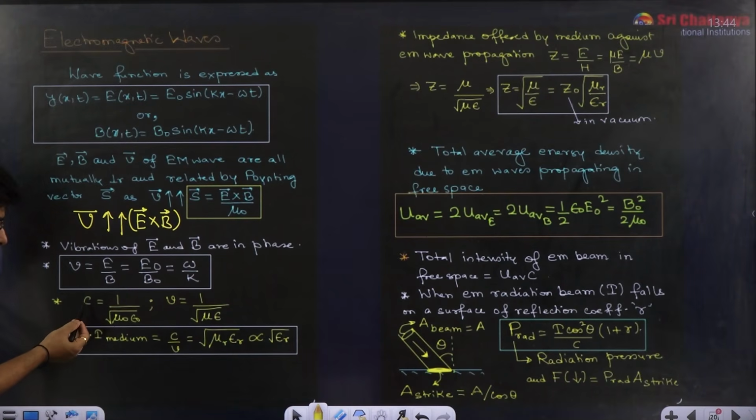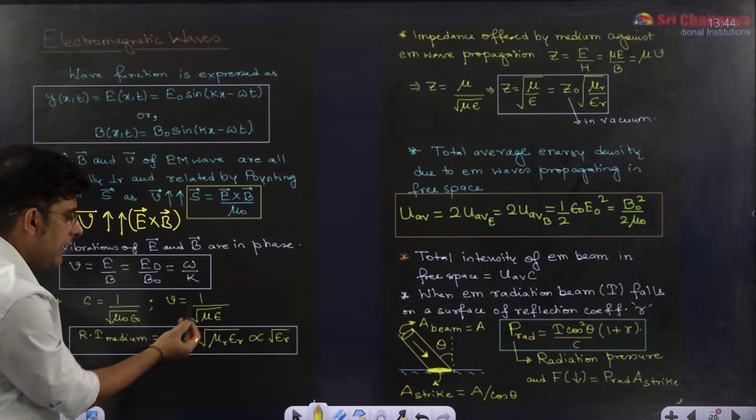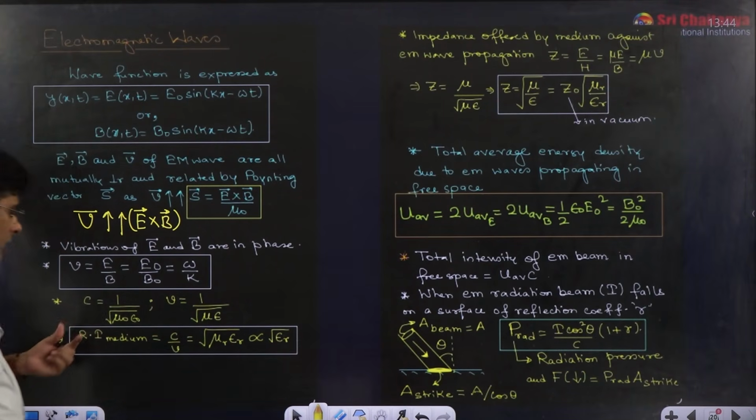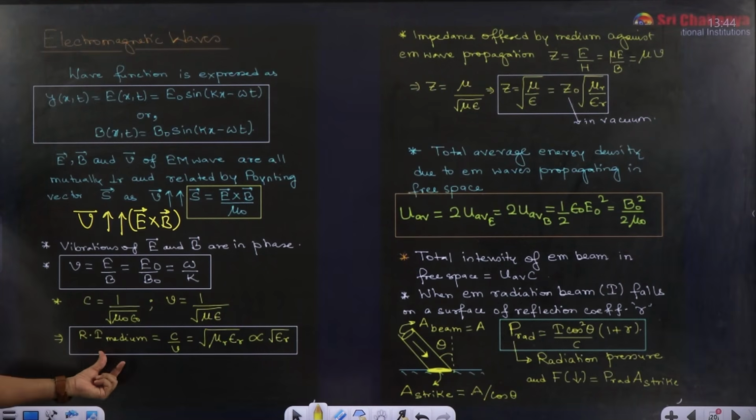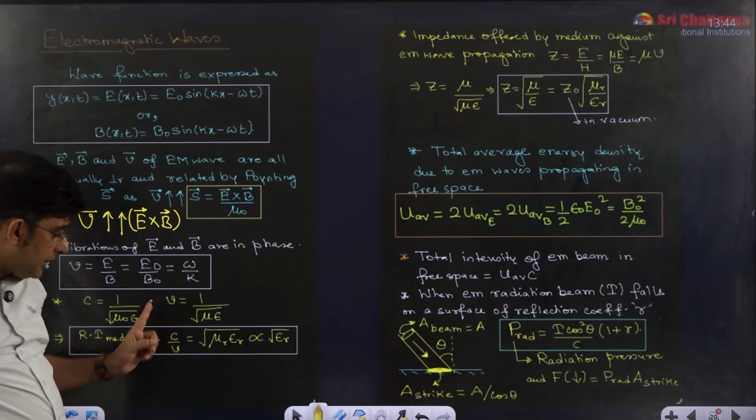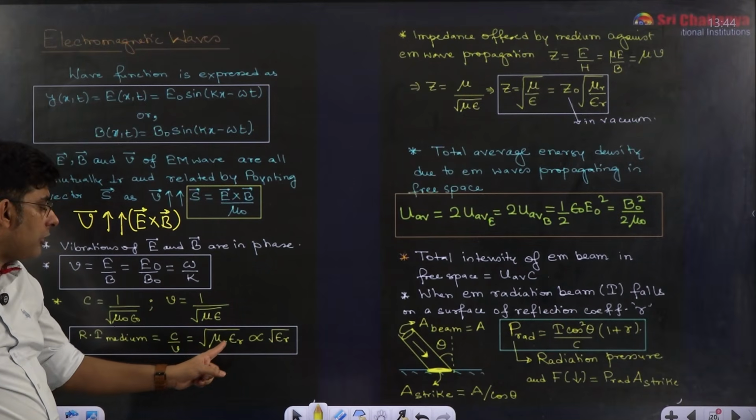In vacuum, speed is c, given by 1 by under root of mu naught epsilon naught, whereas in a medium it is 1 by under root mu epsilon. The refractive index of a medium, as we know from Snell's law for light, is c by v. So c by v is under root of mu r epsilon r.